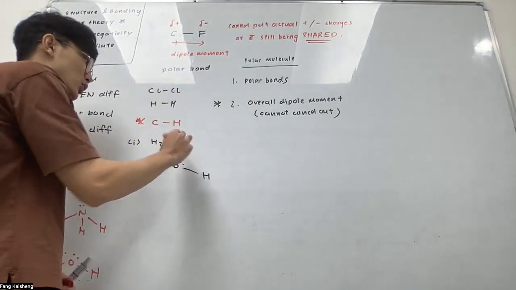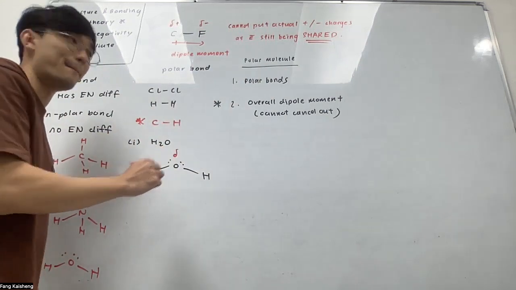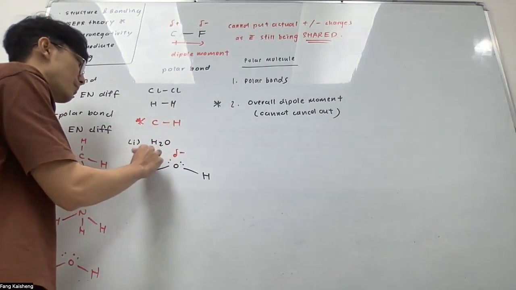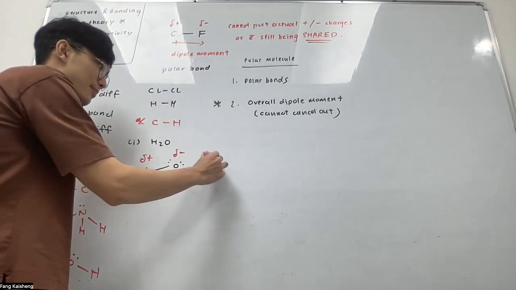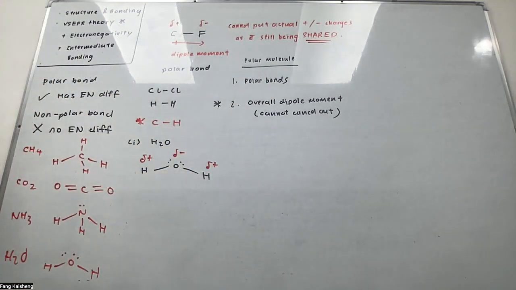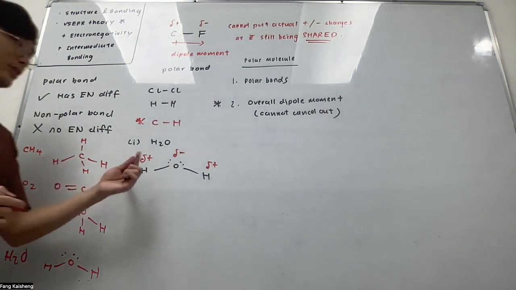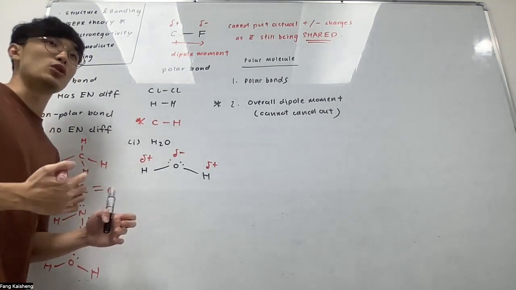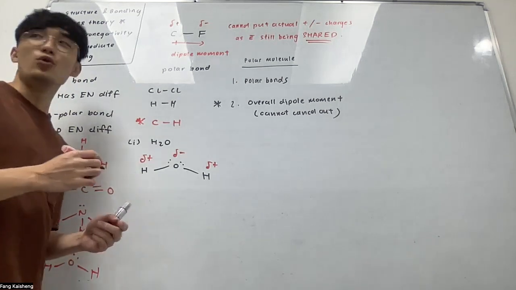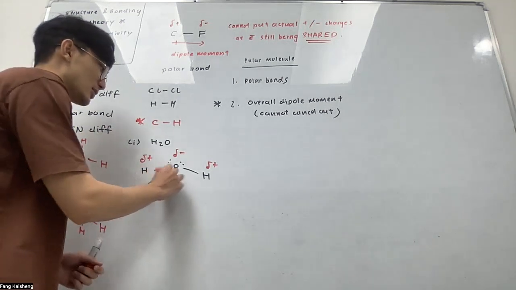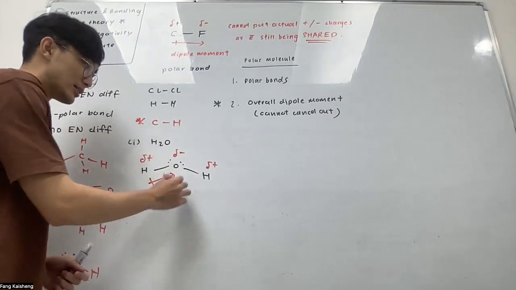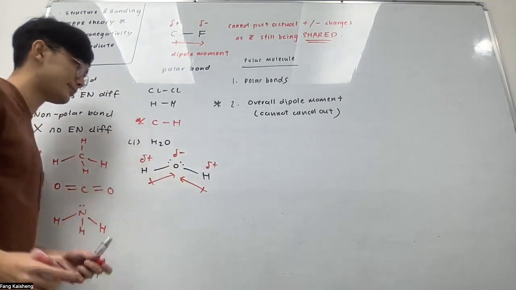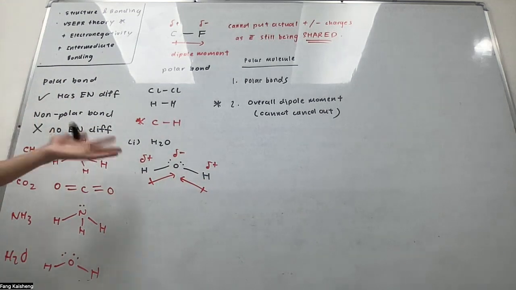So O must have a partial minus. H has a partial plus. Do the same thing for the other side, partial plus. All good? Then where are the electrons going towards in the bond? Electrons are gravitating towards who? Oxygen, right? So you move towards oxygen, put a line at the start. Yeah, this is how you work it out.